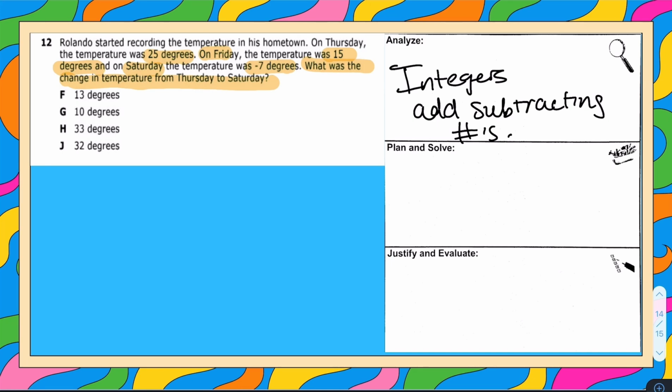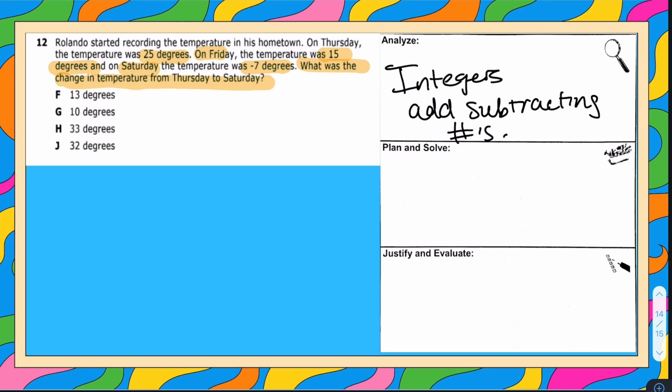So on Friday, I'm not going to solve this, but you would take it one day at a time to see how much the temperature changed. Again, you could do Thursday minus Friday. After that, you do Friday minus Thursday.